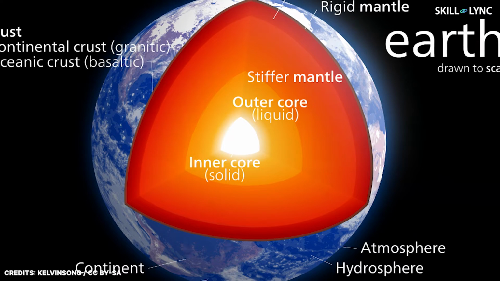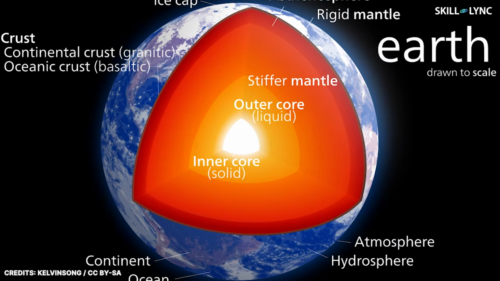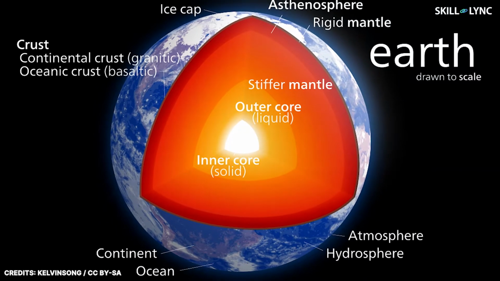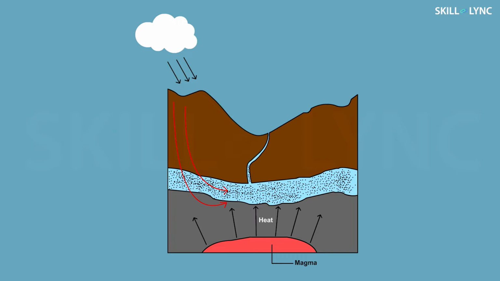The interior of the Earth consists of a central molten core surrounded by semi-fluid material called the mantle. This is surrounded by the crust. At the bottom of the Earth's crust, the magma solidifies to form rock.